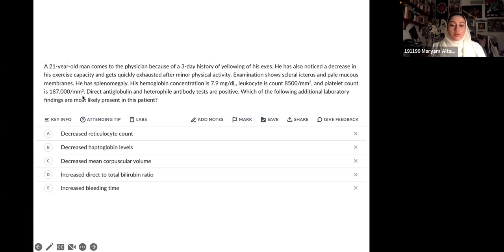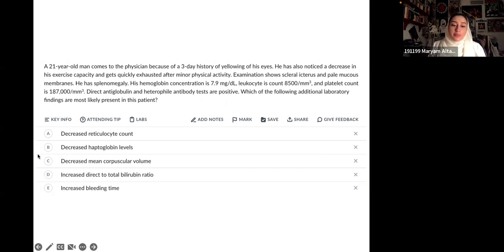Leukocytes are normal, platelets are normal. Direct antiglobulin and heterophile antibody tests are positive. Which of the following abnormalities are most likely present in this patient? What do you guys think? Okay, yeah. You guys are all getting it.